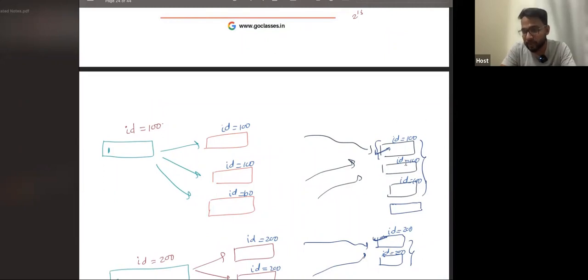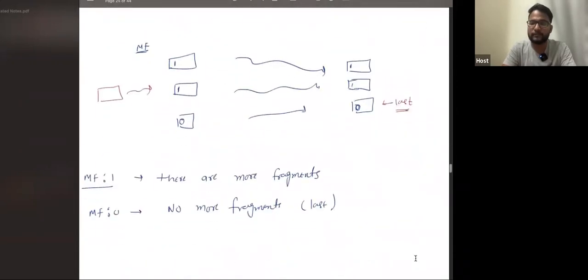So reassembly will happen only at the destination, and the destination will be reassembling only with respect to the same IP ID. If the ID is 100, then it will reassemble all of those. If the ID is 200, it will reassemble all of those, right? Like this. Now there is one more field, which is More Fragments.